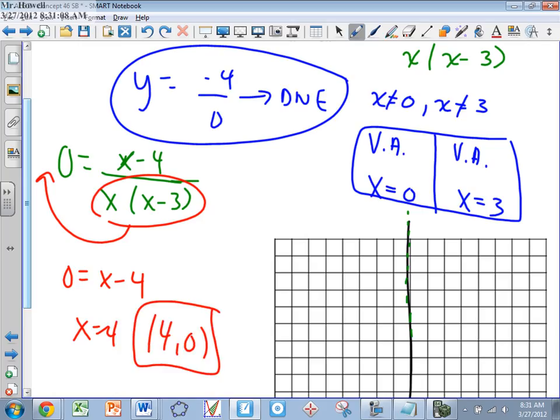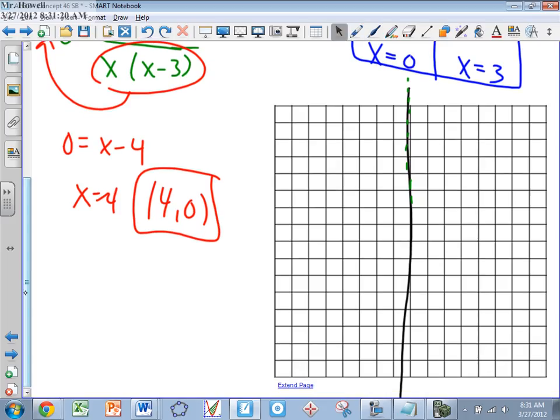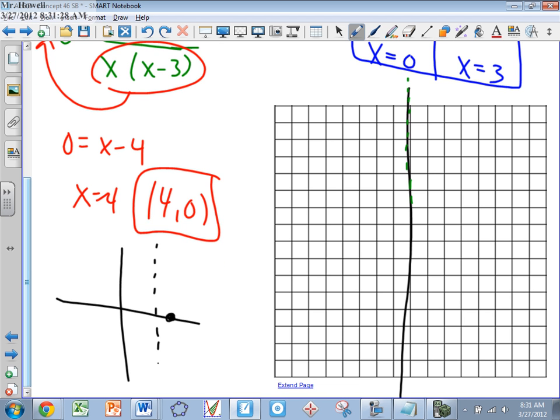So I've got my x-intercept of 4, I've got vertical asymptotes at 0 and 3, I've got a horizontal asymptote at y equals 0, and I've got no y-intercept. So if I were to sketch this, again, remember, please draw a sketch. (4, 0) might be here, if I'm estimating. And I've got an asymptote at 3, another asymptote at 0, and another asymptote at y equals 0.